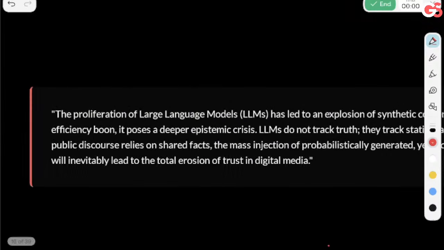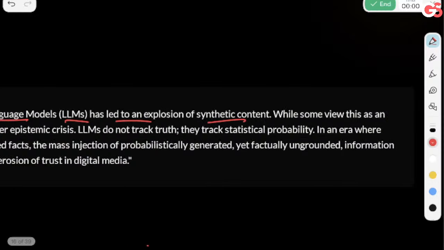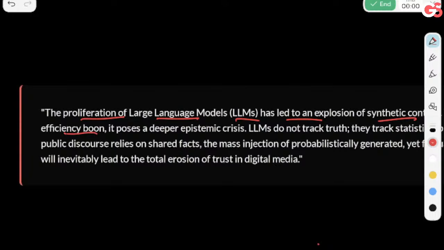The proliferation of large language models, LLMs, has led to an explosion of synthetic content. While some view this as an efficiency boom, it poses a deeper epistemic crisis.